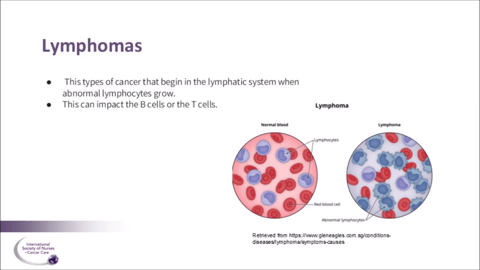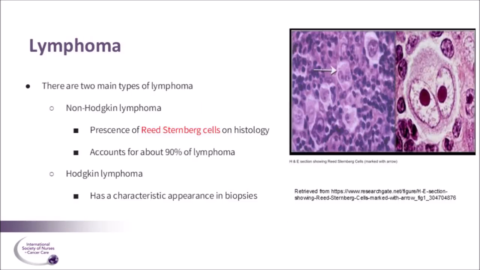Most lymph nodes are in the abdomen, groin, pelvis, chest, underarms and neck. The lymphatic system also includes the spleen, thymus, tonsils and bone marrow. Lymphoma can affect all these areas and other organs in the body. This can impact both B cells and T cells, leading to various health issues. There are two main types of lymphoma: non-Hodgkin lymphoma and Hodgkin lymphoma.